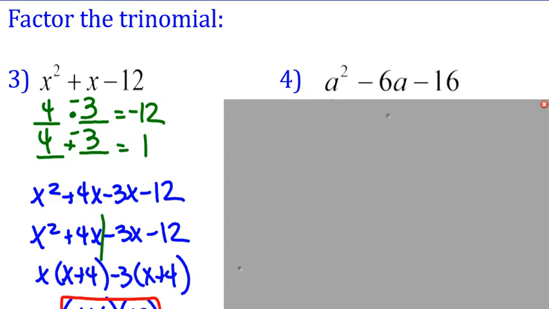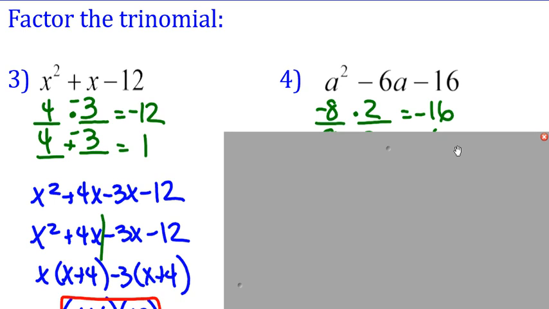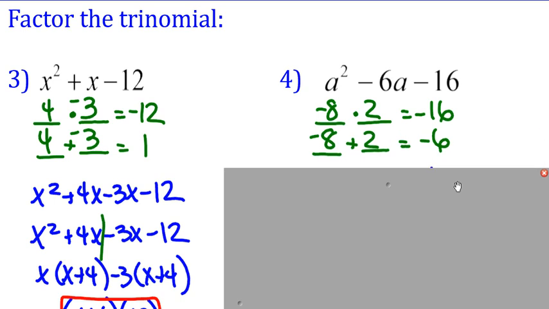Our fourth polynomial, again, looking to see if it has a greatest common factor. It does not, it just has a 1, so go to the next step, thinking what times what gives us negative 16, and what plus what gives us negative 6. We can use a negative 8 and a positive 2 to accomplish that goal.